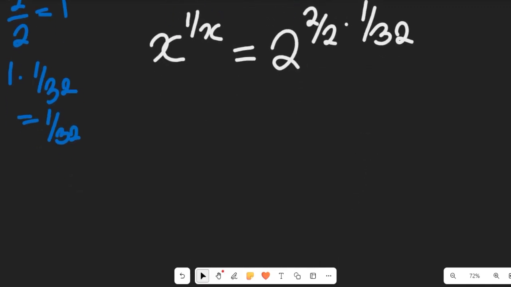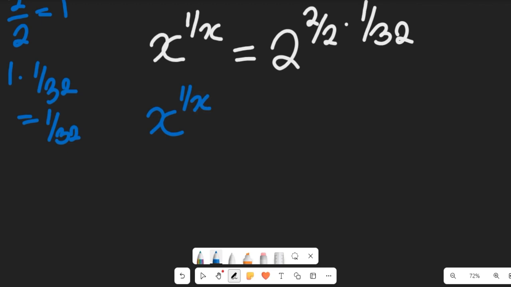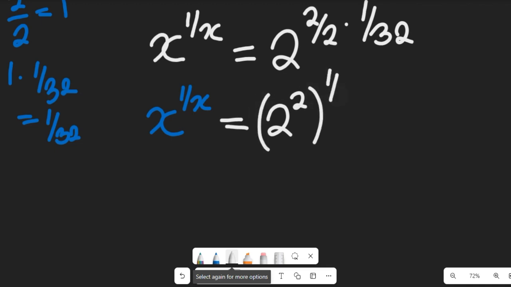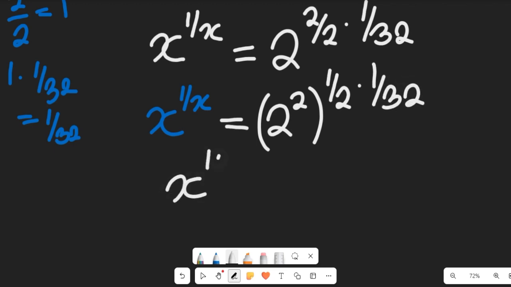So from that expression, I can simplify. With my x to the power of 1 divided by x, I can have this equal to 2 to the power of 2, multiplying 1 divided by 2 multiplying 1 divided by 32. So that expression gives me x to the power of 1 divided by x equal to 2 to the power of 2, which is 4, and 32 times 2 gives me 64. So I'll have 1 divided by 64.